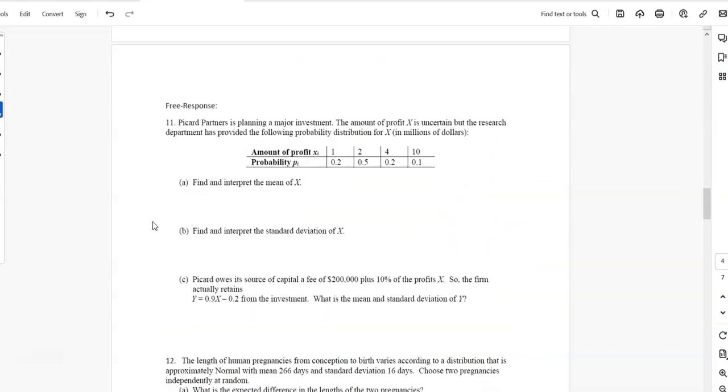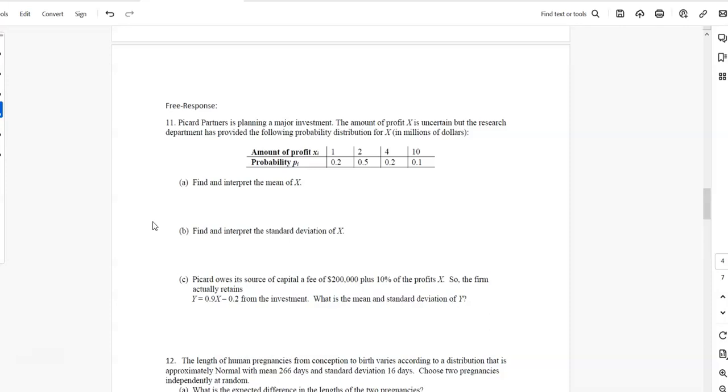Okay, we're on to free response. So the Picard Partners is planning a major investment. The amount of the profit X is uncertain, but the research department has provided the following probability distribution. So find and interpret the mean of X.